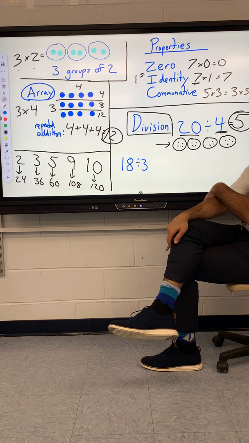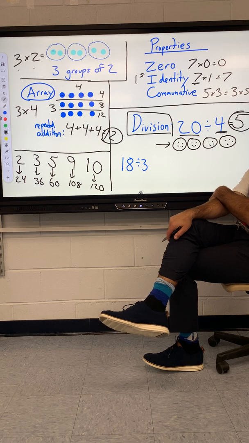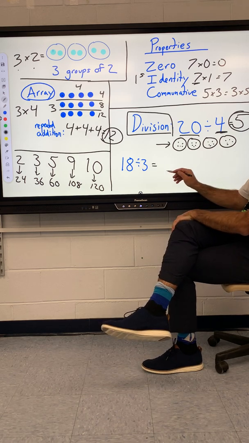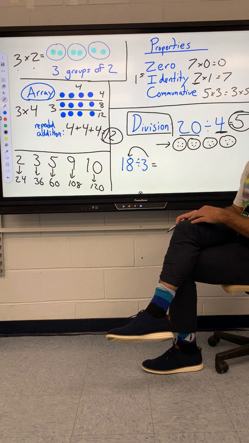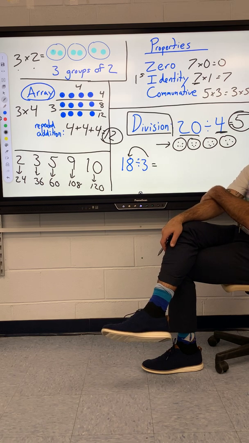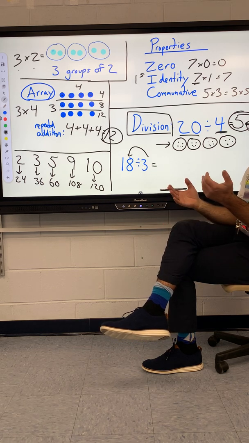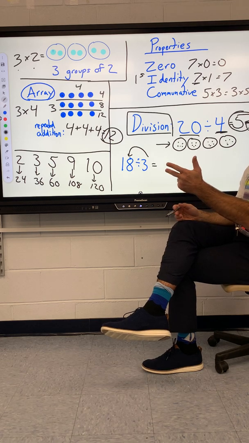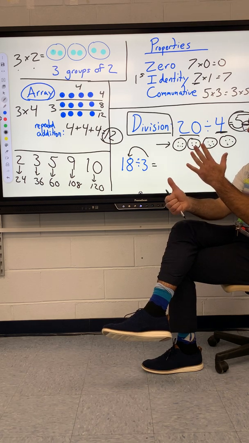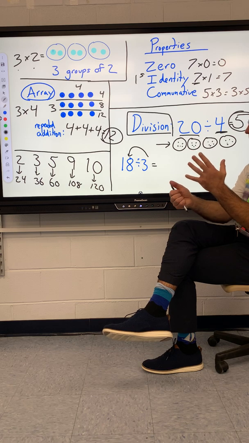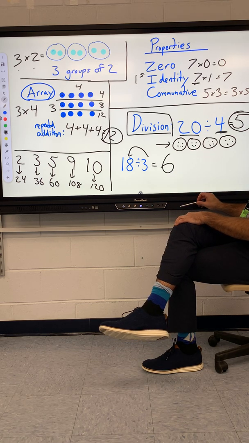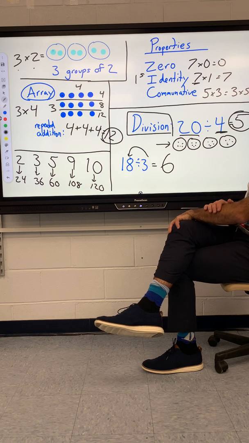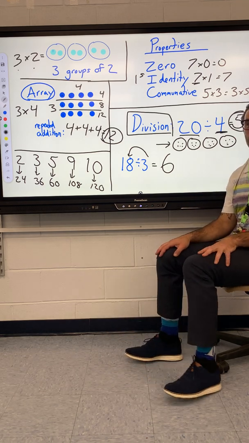Now that's a good strategy until you learn the skip counts, then we can just skip count. So like 18 divided by 3 really means how many 3s are in 18. So you would just skip count 3, 6, 9, 12, 15, 18, and you could see the answer would be on your fingers. Okay, so that is a basic overview of pretty much everything we've covered so far.